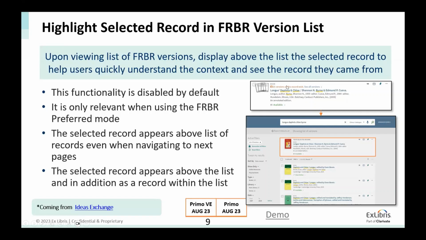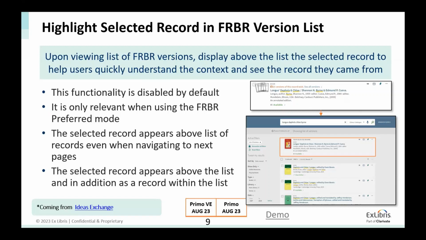And while going into the list of versions, not necessarily will the record that matches my context appear as one of the records that appear first. It can even appear in the next pages. And sometimes users can lose context while going into this list of versions.